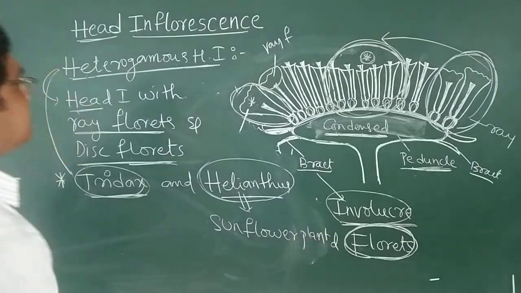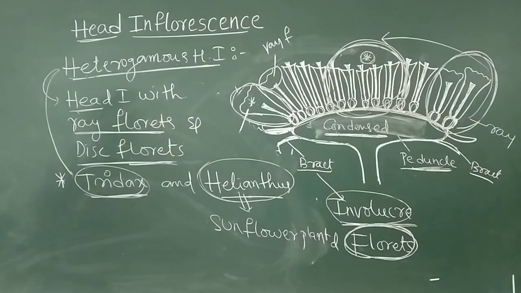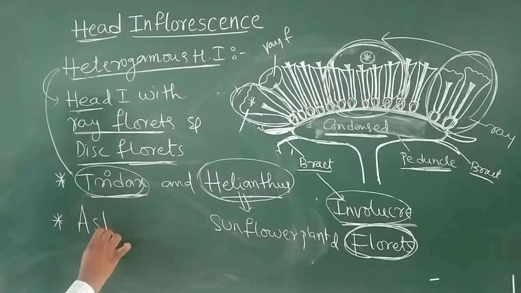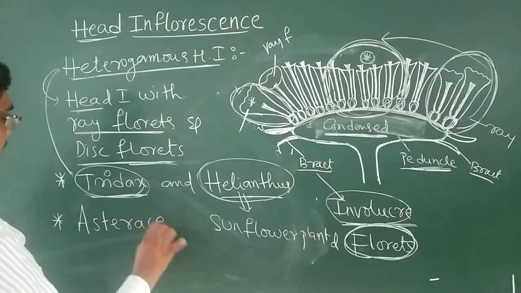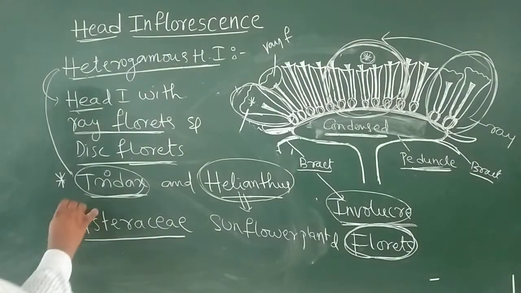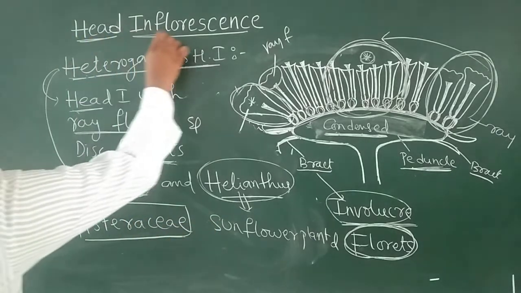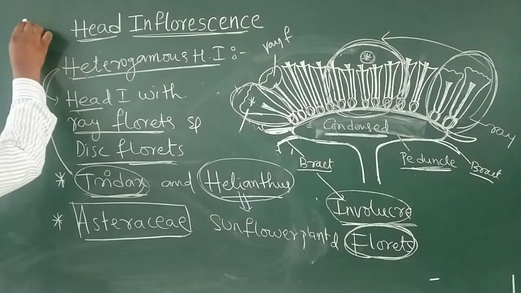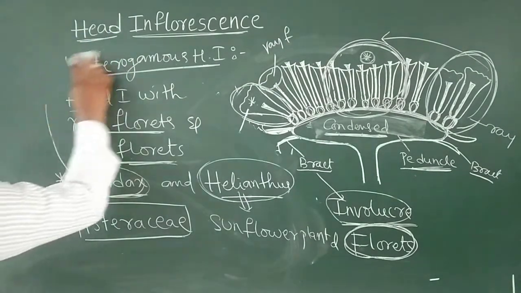So this is the example for the heterogamous head inflorescence. This head inflorescence is the characteristic feature of the Asteraceae family. Asteraceae family members, the plants, contain the head inflorescence. So next, this is the simple head inflorescence. This is only a simple head inflorescence.